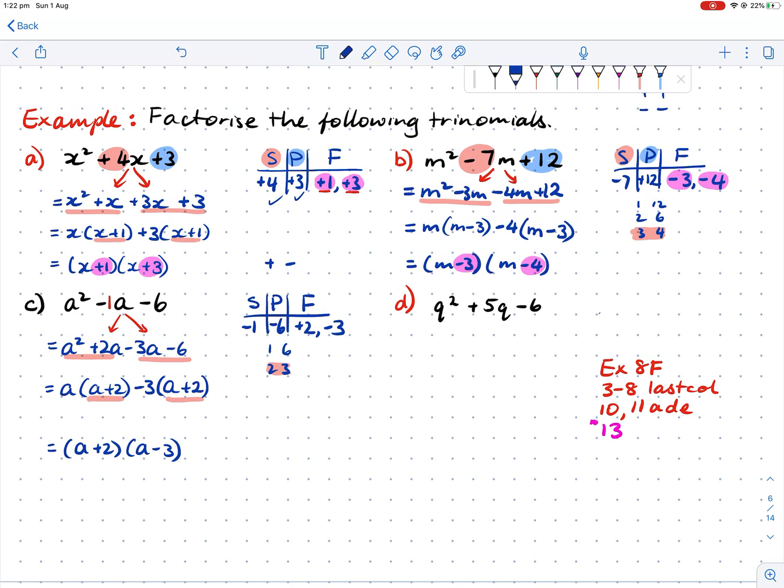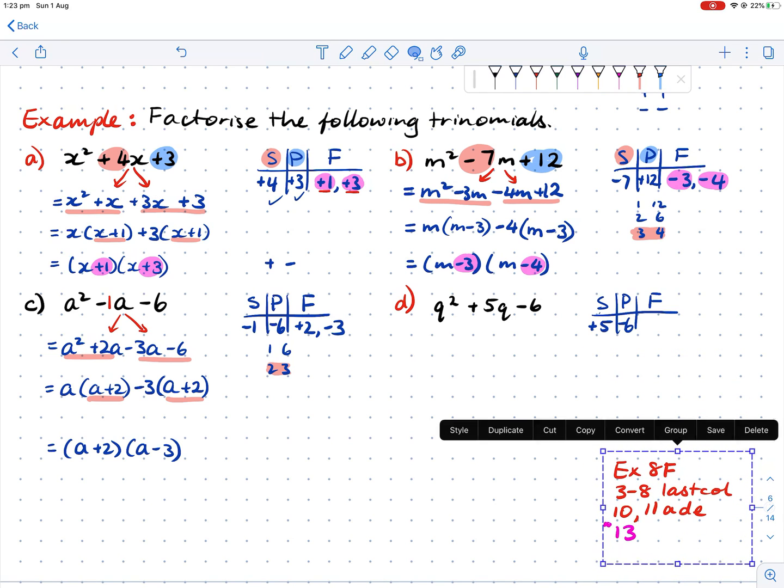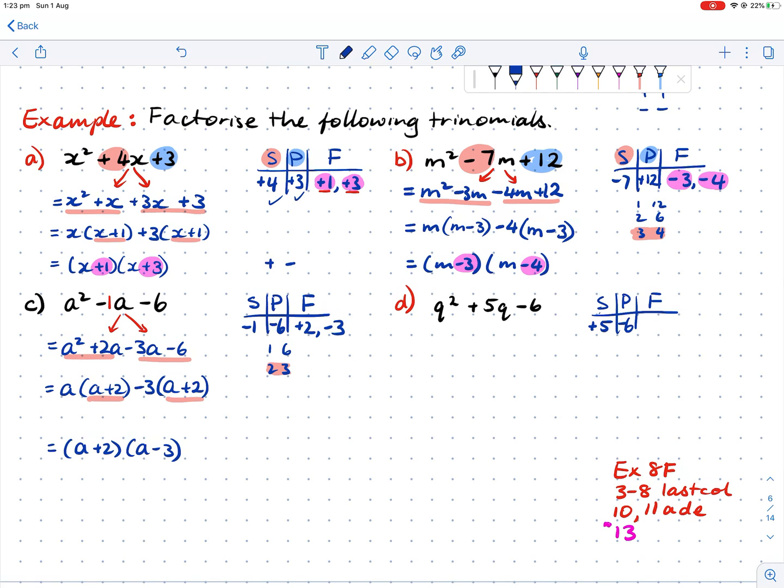Alright, one more example. So q squared plus 5q minus 6. So again, SPF. We want two numbers that add to give 5 and multiply to give -6. Let me just move those questions down a bit. So if we need two numbers that add to give 5 and times to give -6, we can see our product is negative, so we're going to need a positive and a negative number again. So if I'm looking at 1 and 6, 2 and 3, well, if you look at these combinations, 2 and 3 can give us a 5. 1 and 6 can also give us a 5.